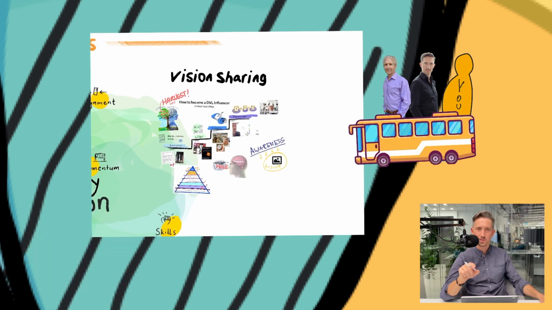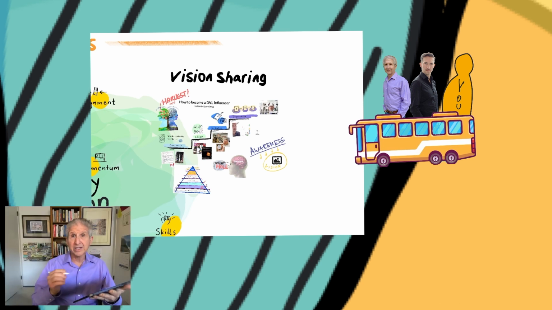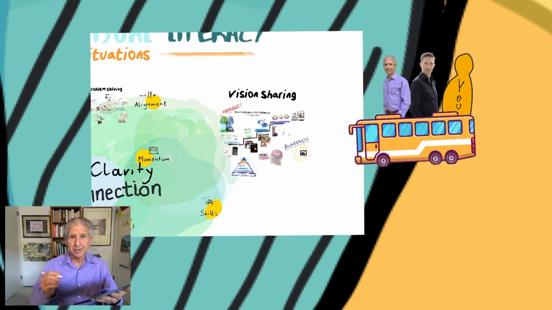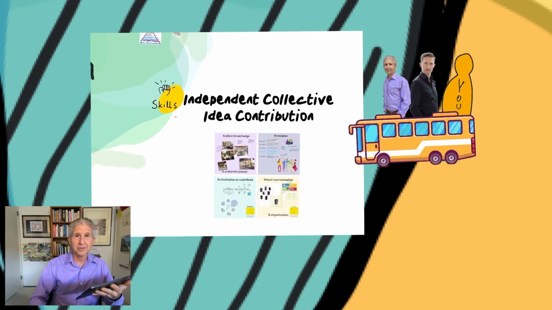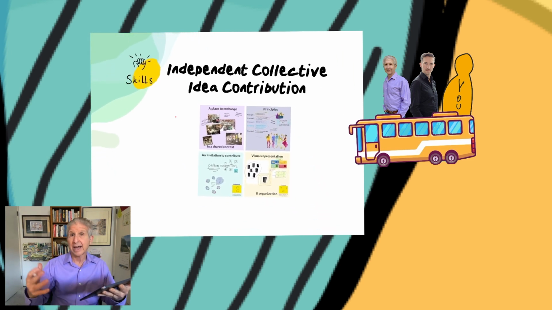I like this one a lot, vision sharing, because what conveys a vision better than a picture, right? Than a visual. And the best visual pictures are visions that everybody can align around and move towards because there is that alignment and that buy-in.